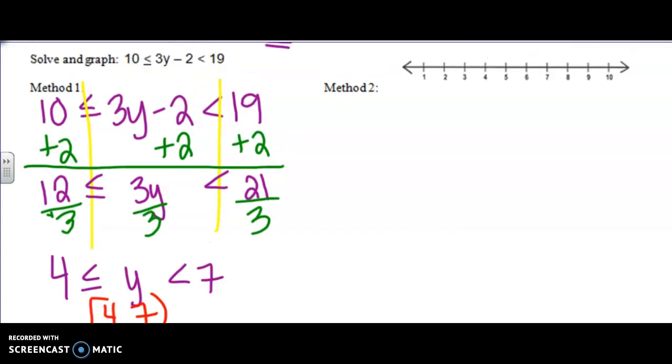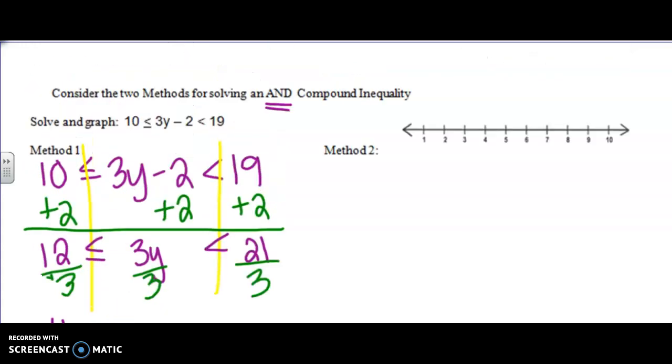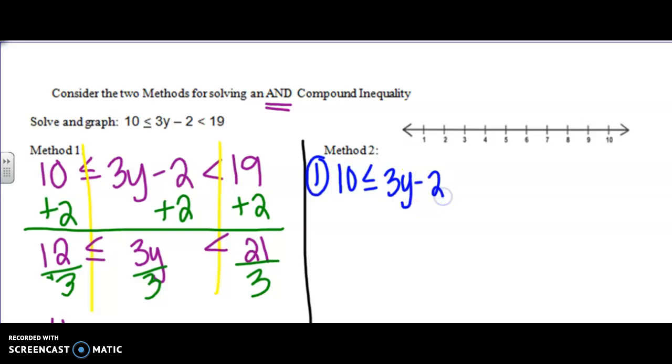All right. The second way, and this is something that you might want to get used to because you can do this every single time. I don't have to worry about, is there a variable only in the middle? So basically, you would split it up into 2 totally separate problems. The one would be 10 is less than or equal to 3y minus 2. And you have to account for the fact that this 3y minus 2 is in the middle. It's in both of them.